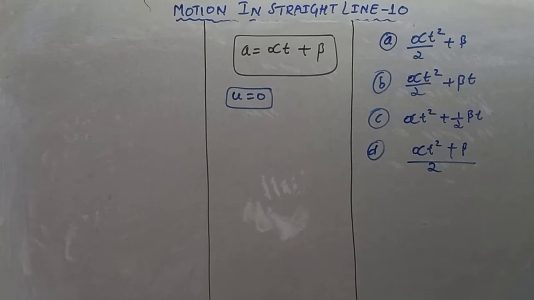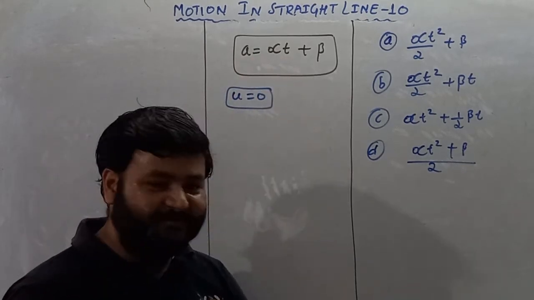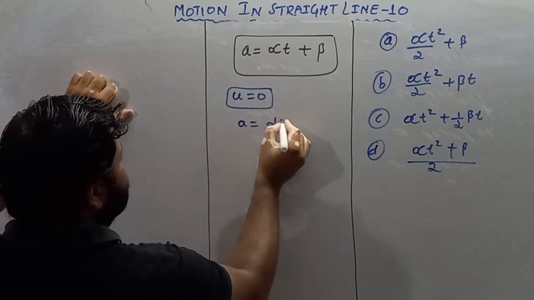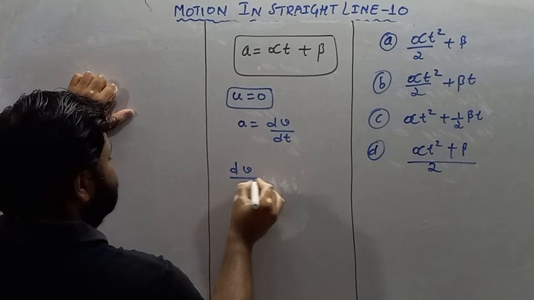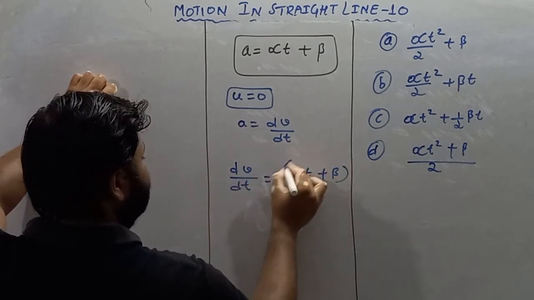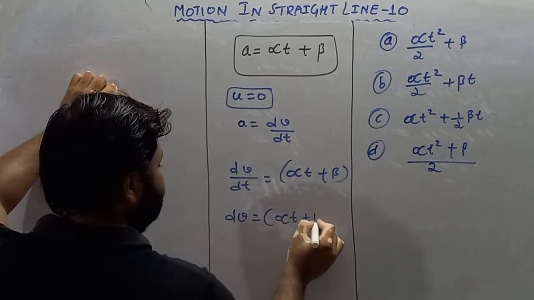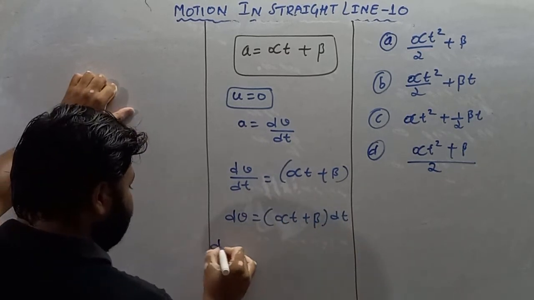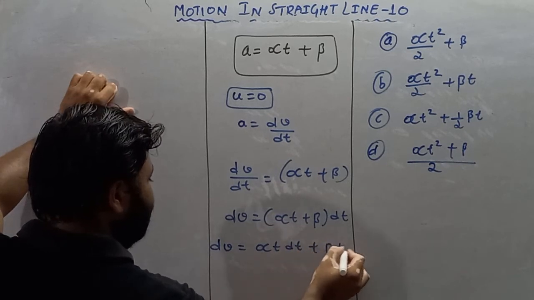Now see, my dear student, again acceleration is given, asking for velocity. You have to come back. That means integration, because we know that a is equal to nothing but dv by dt. So instead of a, I'll write dv by dt is equal to alpha t plus beta. Now dt comes to this side, so dv is equal to alpha t plus beta into dt. I'll multiply dt inside the bracket, so it will be dv is equal to alpha t dt plus beta dt.